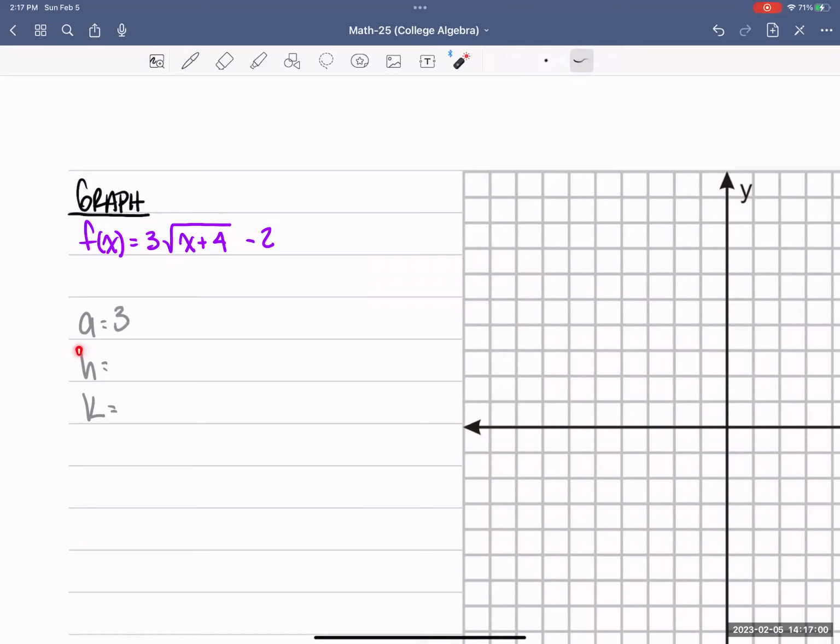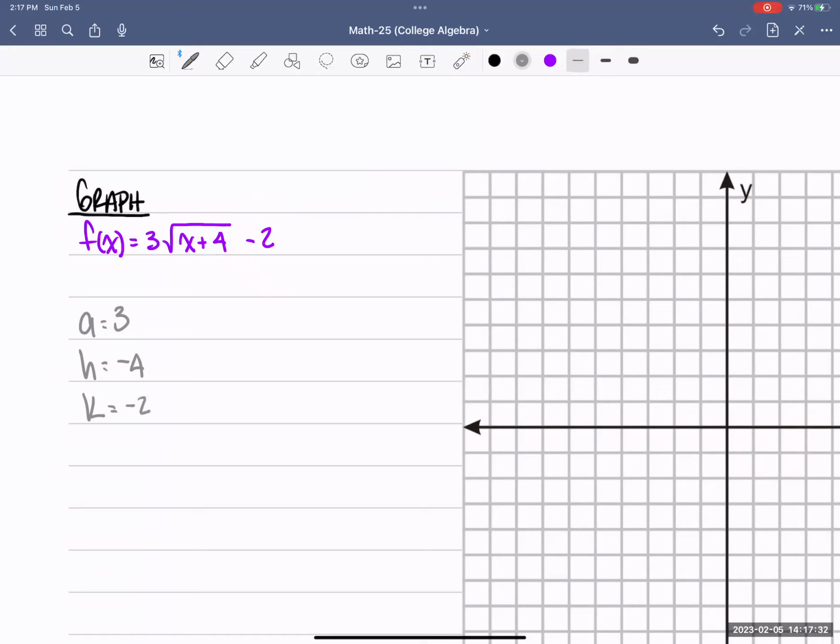Then H is whatever we're inputting, or something that's affecting our input. In this case, it's positive 4, but it's always going to be the opposite of whatever we have inside of our function. So what is going to bring this part back to 0? In our case, it's going to be a -4. So -4, we're shifting left 4 units. And lastly, we just grab K. It's kind of like our afterthought. That's going to be -2.